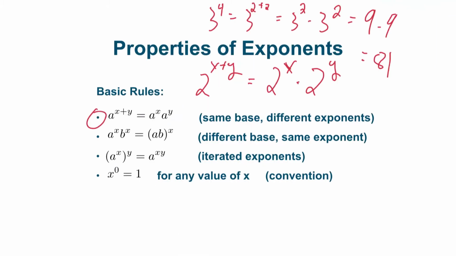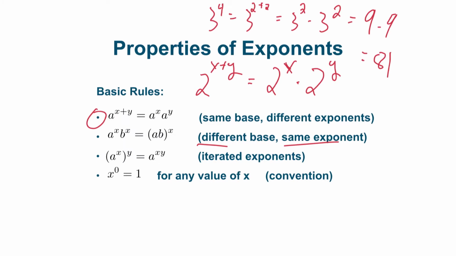Another nice one is, what happens if I have the same exponent but a different base? So if I have a to the x times b to the x. Well, this is the same as if I multiply the bases and then exponentiate. So for this one, you could say something as an example like 2 squared times 3 squared is equal to 6, which is 2 times 3, squared, so 36. But you could also have done this calculation without this trick. You could have said 2 squared is 4, 3 squared is 9, and 4 times 9 is 36.